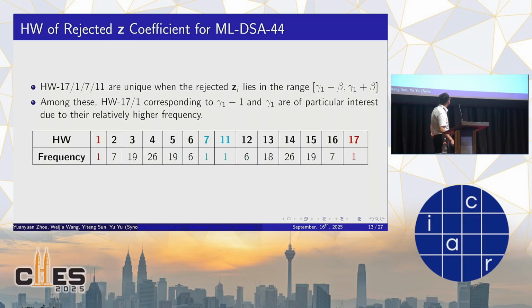Similarly, we also check the other range of the z coefficient. If it lies in this range, it means that it is rejected and it is positive. We found that these four Hamming weights are unique. Among these, the Hamming weights of 16 and 1, corresponding to gamma 1 minus 1 and gamma 1, are of particular interest due to their relatively higher frequency.